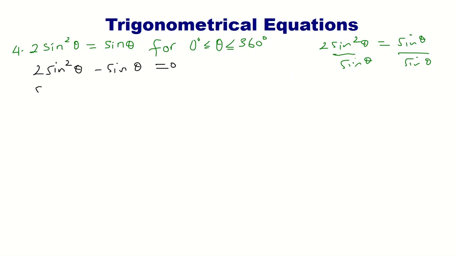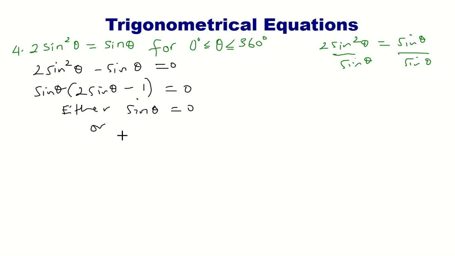So here we factorize out sine theta, and this gives us 2 sine theta minus 1, which is equal to 0. So we know that for this expression to be equal to 0, this is multiplication. We are multiplying this and this. So either one of these should be equal to 0. So either sine theta equals 0 or 2 sine theta minus 1 equals 0.